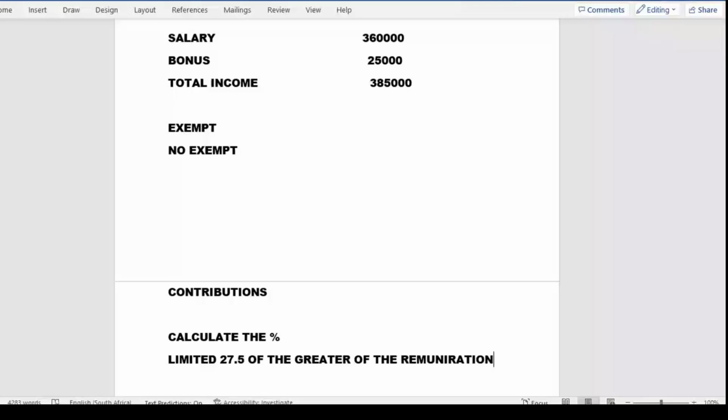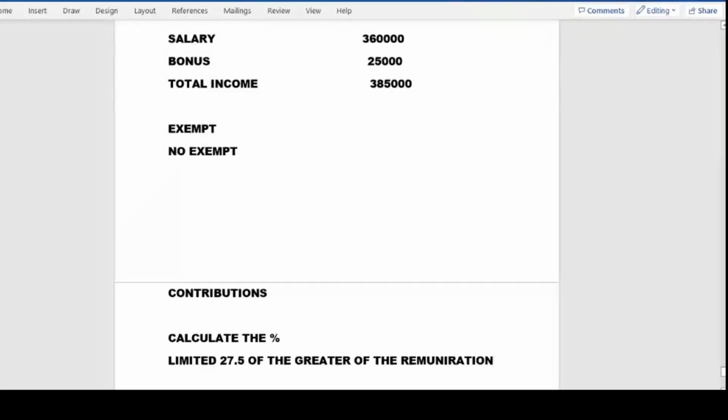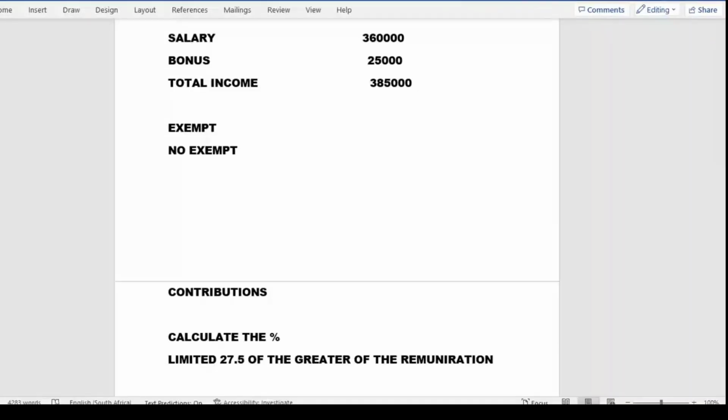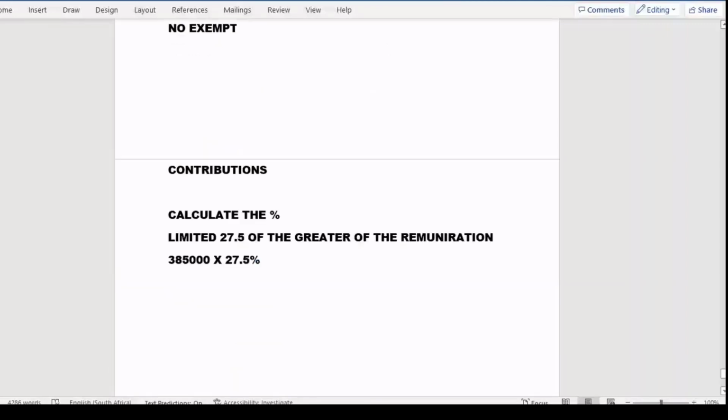Right, and how much is the remuneration amount? We don't have that. So the taxable income is actually the same. So you'd say 385,000 multiplied by 27.5%. So how much is 385 multiplied by 27.5%? Somebody quickly help me.